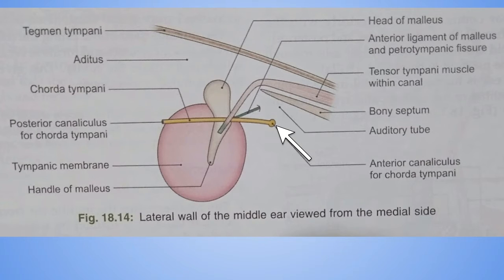Next is the anterior canaliculus for the chorda tympani. The chorda tympani nerve lies either in the fissure or just in front of it. The nerve leaves the middle ear through this canaliculus to emerge at the base of the skull.